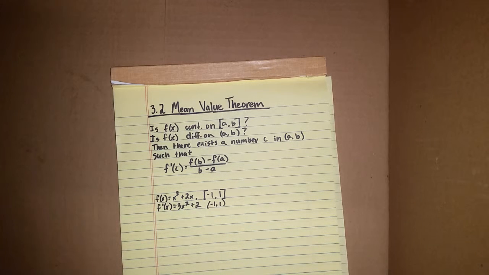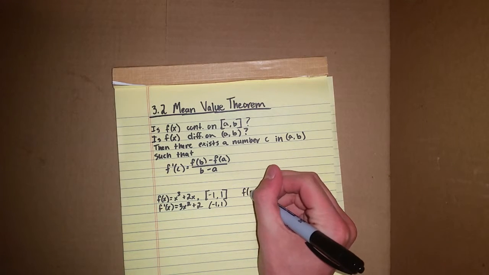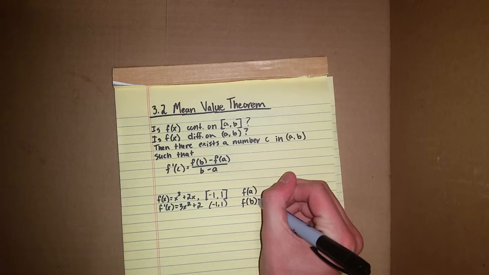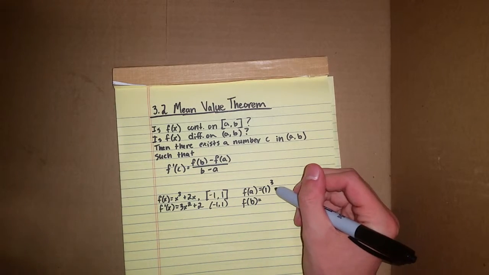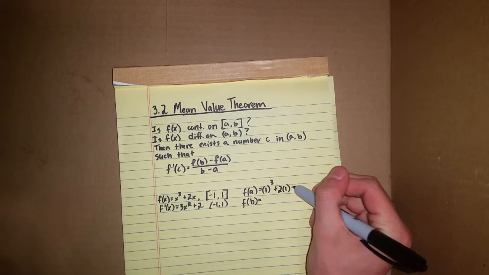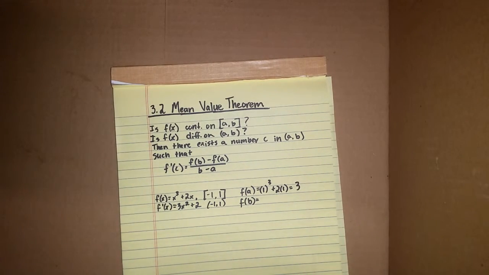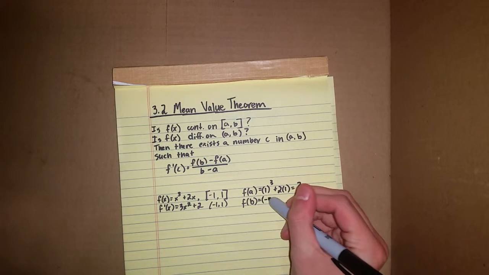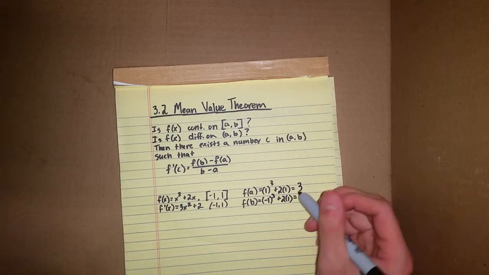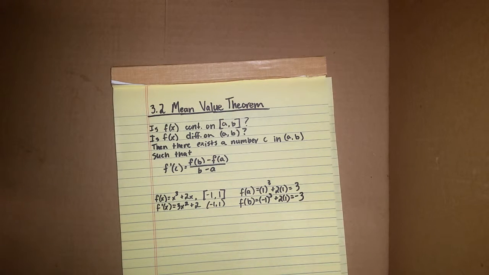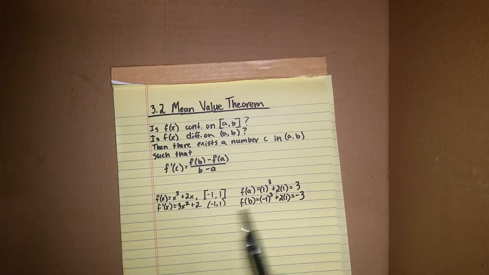So that means there exists a number c in the open interval negative 1 to 1 such that f prime of c is equal to f of b minus f of a all over b minus a. So next thing we want to do, let's solve for f of a and f of b. So f of a is 1 cubed plus 2 times 1, and that's 3. And then f of b, negative 1 cubed plus 2 times negative 1, and that is negative 3. And make sure that when you plug in these numbers, you plug it into the original function, not the derivative.